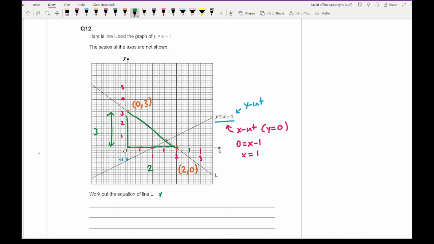So looking at line L, m is going to be 3 over 2, and a coordinate that it passes through, the y-intercept is 3, so that means c equals 3. So then it's y equals 3 over 2 x plus 3. And there is my final equation for the line L.